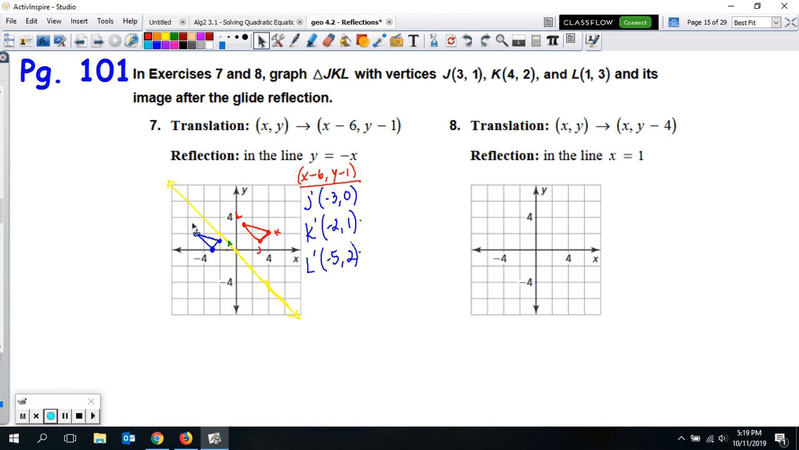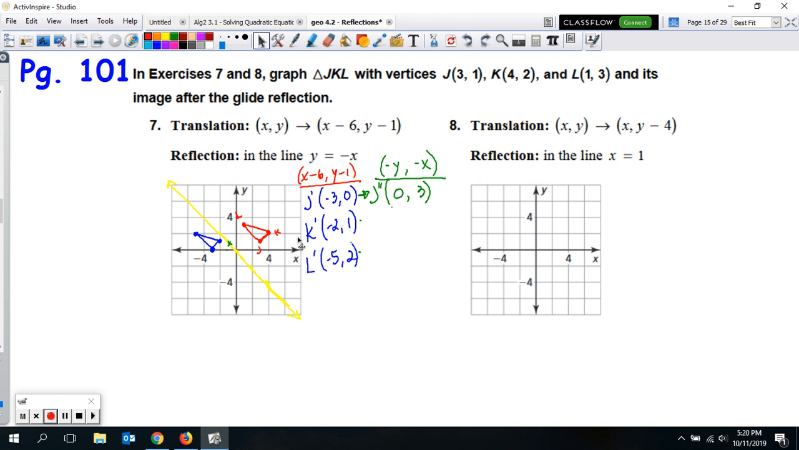We got to reflect this now over this line. And so we're going to take all of these points here. We got to look back at our core concept and see, okay, what do we got to do to these ordered pairs? Since it's a negative, we are going to switch them, and we're also going to make them their opposites. So for the J double prime, we're going to switch these. 0 is going to be first. The negative 3 is going to turn to positive 3. So it's going to be the opposite of y, opposite of x. And so it's going to be 0, positive 3.